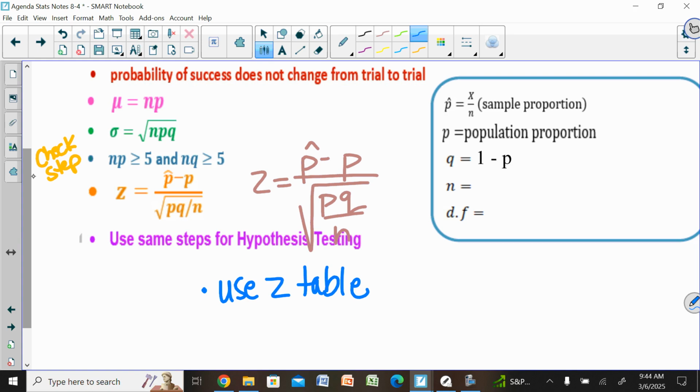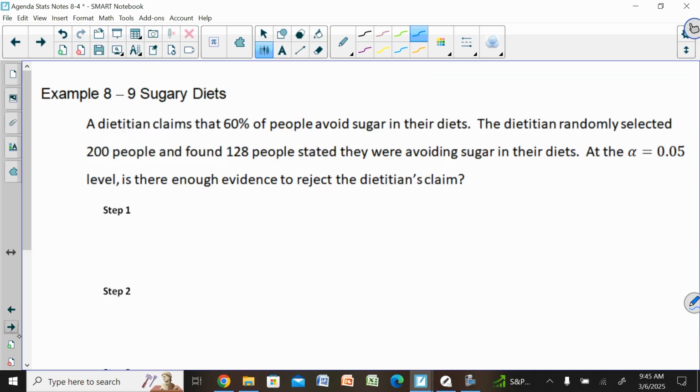Q, notice it's not a Q hat, it's a Q. So we're just going to do 1 minus P. And notice in our formula, we only have the P hat for that numerator. In the denominator, we're using the population proportion, and then our Q, our 1 minus P. N we know is sample size, and of course, degrees of freedom. I don't think we need to know degrees of freedom in this section, but you remember them anyway. All right, so again, I didn't go through our 5 steps. I just jumped right into an example problem. So let's just do this, and we can refresh our memories as we go.